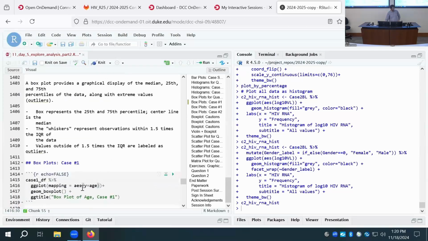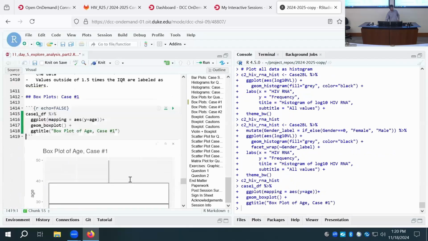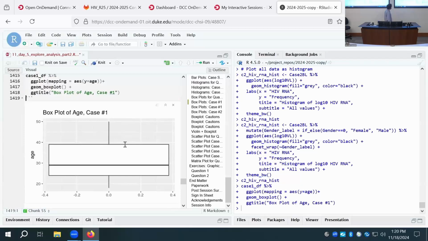So we're going to take that case 1, and we're going to look at age. So we do case 1, DF. Implicitly, we always just write aes, but really it's assuming that that's the mapping item within the ggplot. If you look at ggplot, it has data, mapping, and so on. So that's what we're passing to it right there. We go geom box plot, and then we'll give it a title. This basically shows us the box plot by age, which sometimes is useful, sometimes not, right?